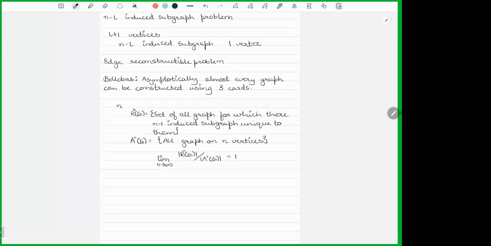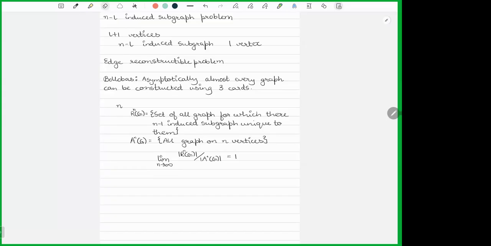By the way, did you understand what that statement of Bollobás is? What is the meaning of asymptotically? Asymptotic means this limit tends to infinity. And you understood what R_n and A_n are, right? No, I think I just missed it.